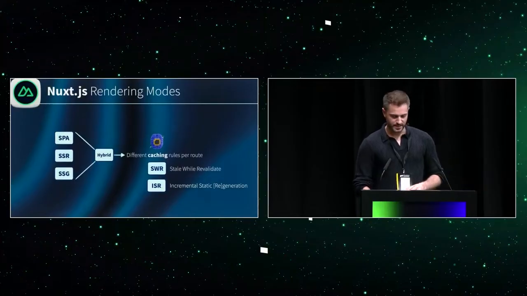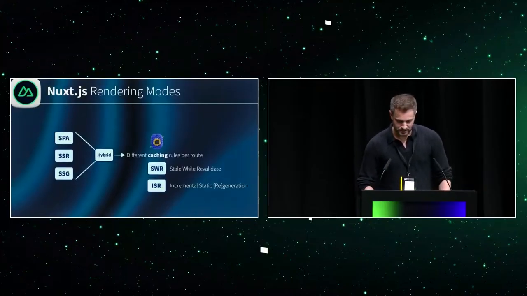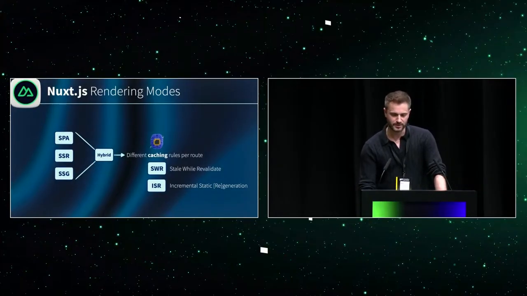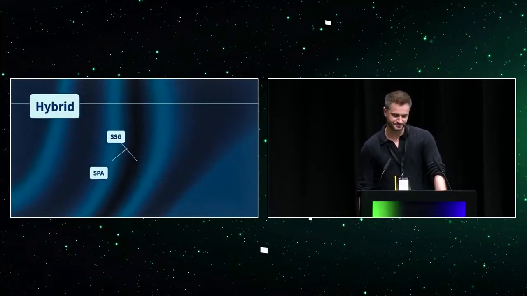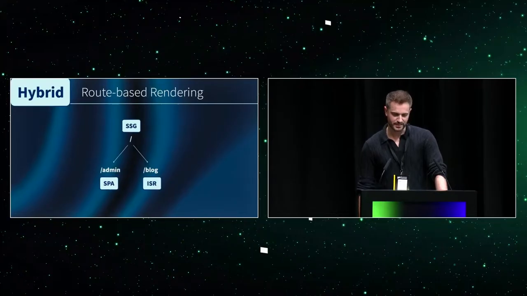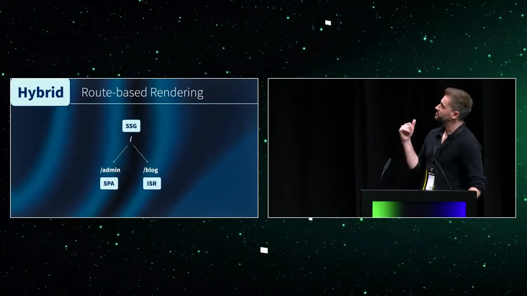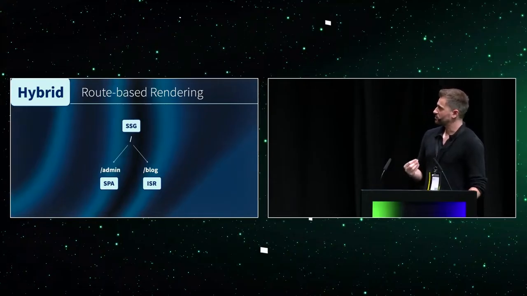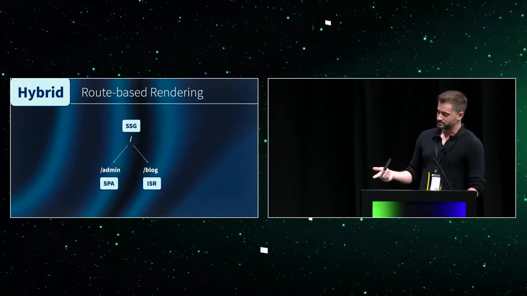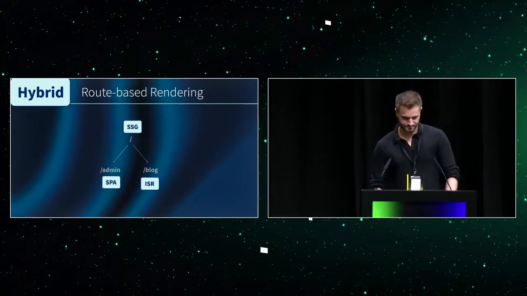So now that we understand how caching modes work, we can look at a simple setup where we might implement route rule-based rendering for an app. So let's say we have a home page that we want to be SSG, whereas our admin page could function more like an SPA, and our blog, we can incrementally regenerate that page.